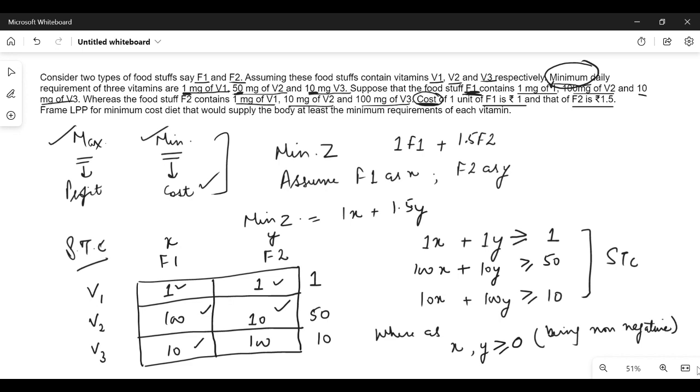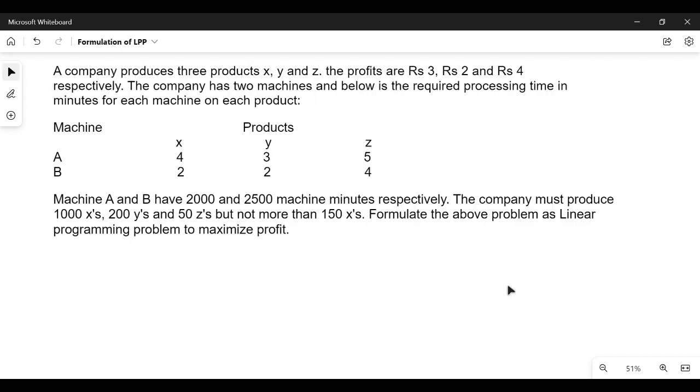Now let's take one more example to clarify the concept further. In this question, it is given that a company produces three products, X, Y and Z. You can see here in this question a table is already given. A matrix is already formed. Okay, so this is the matrix.